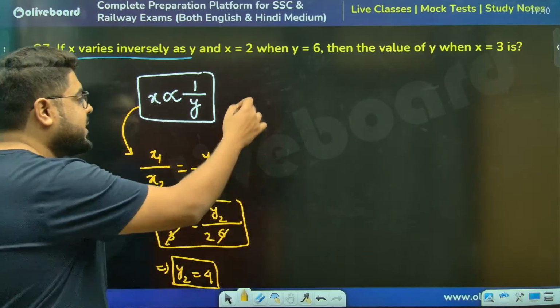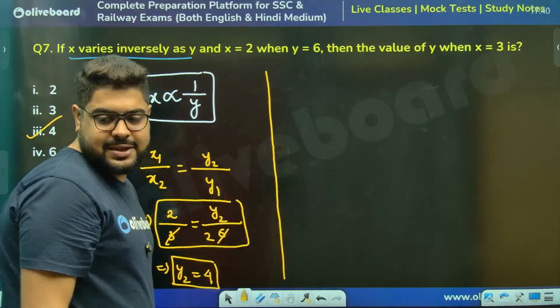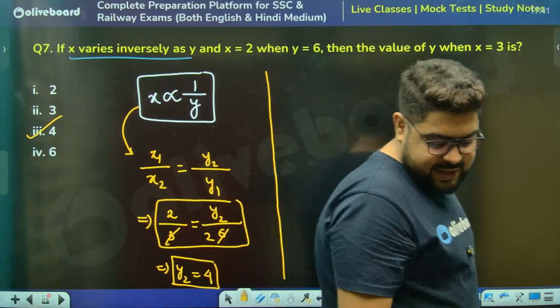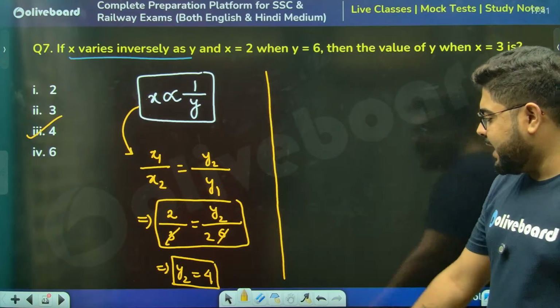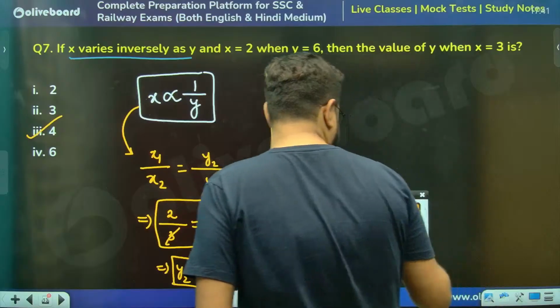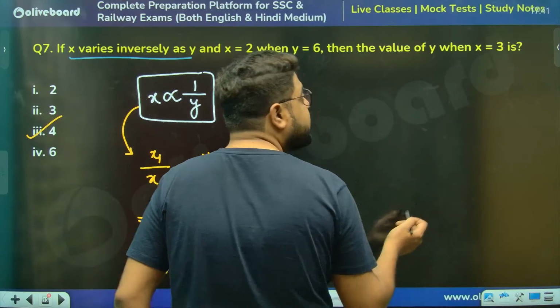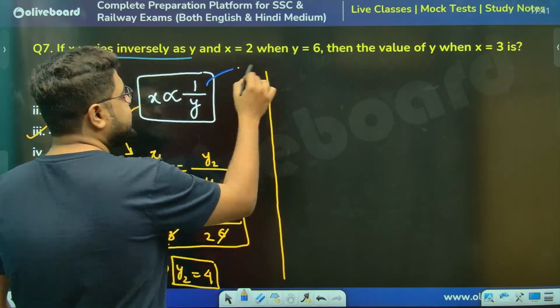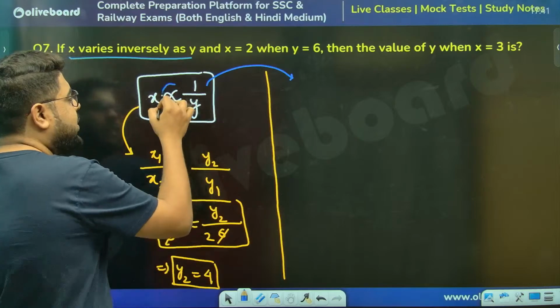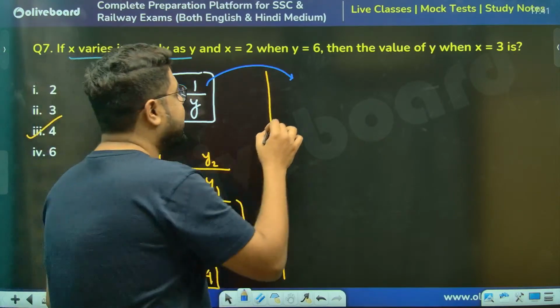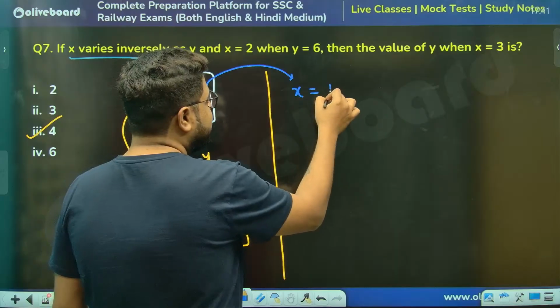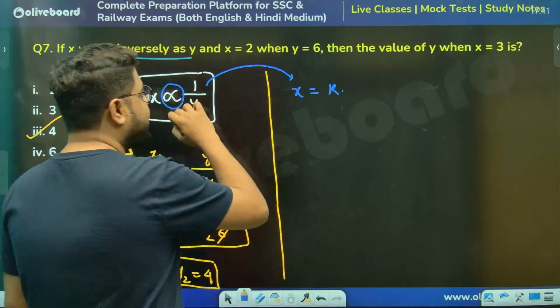Now, another way of solving this. Is there any other way of solving this? Yes, by using k you can also solve. x varies as 1 by y. Whenever you want to get rid of this sign, you must introduce a constant. How to do that? x equals k, where k is the constant.